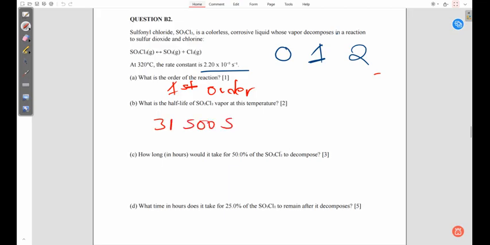The next one: how long, in hours, would it take for 50% of that sulfonyl chloride to decompose? So 50% means half of it, right? How long will that take to decompose into its half? What do we do for such a question? We're still interested in the time. The integrated equation for the first order is natural log of the final concentration is equal to negative kt plus the natural log of the initial concentration.